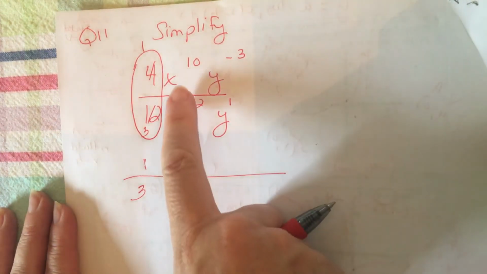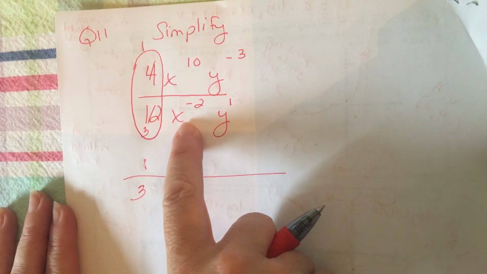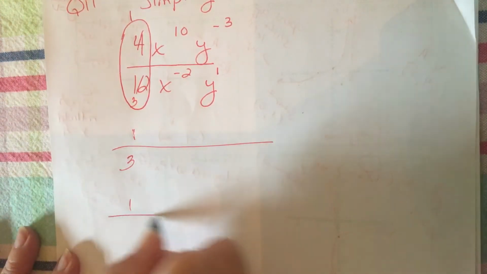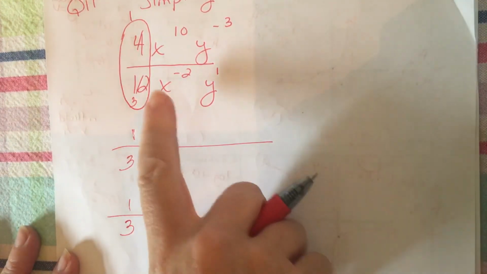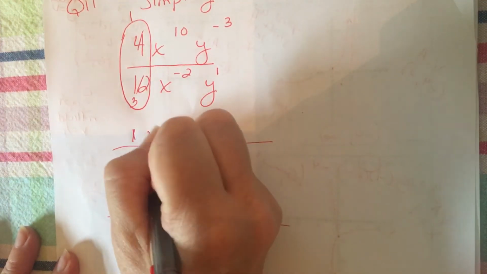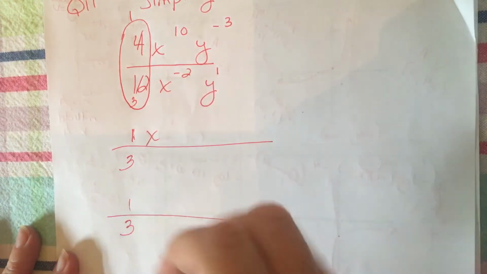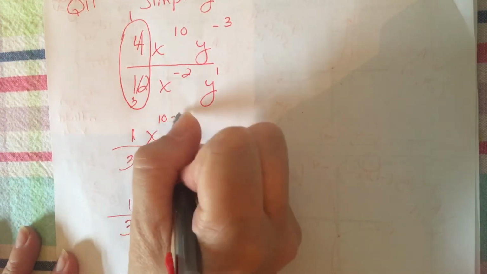Okay. Now we have x. We have x to the 10th and x to the negative 2. 2 ways that you can look at this problem. So I'm going to write it 2 ways for you. The first way is to use that shortcut, which is that when we divide with the same base, we can subtract the exponents. So 10 minus negative 2.